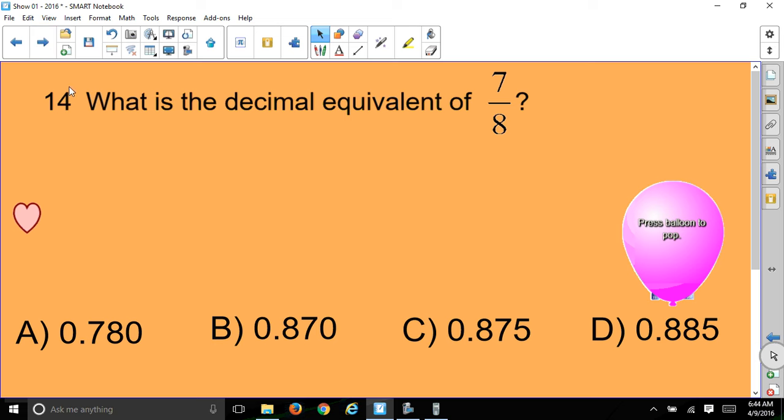So here's where we're going to pick up next time. What is the decimal equivalent of 7 over 8? So changing fractions to decimals. If you didn't watch that video, check it out.